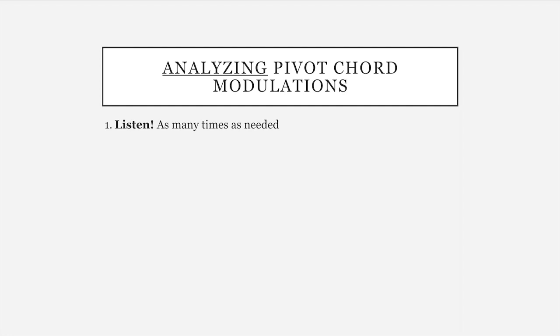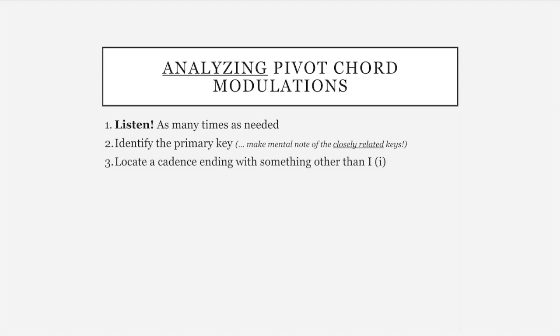As we're listening and as we're studying, we want to make sure that we identify the primary key. And as we're doing that, let's make a mental note of the closely related keys because those are going to be some of the most likely candidates in terms of targets of modulation. One of the hallmarks of a true modulation is that we'll actually have an authentic cadence within the context of the new key. So let's go ahead and look for cadences as we're listening and as we're studying, especially cadences that end on chords other than our original tonic.